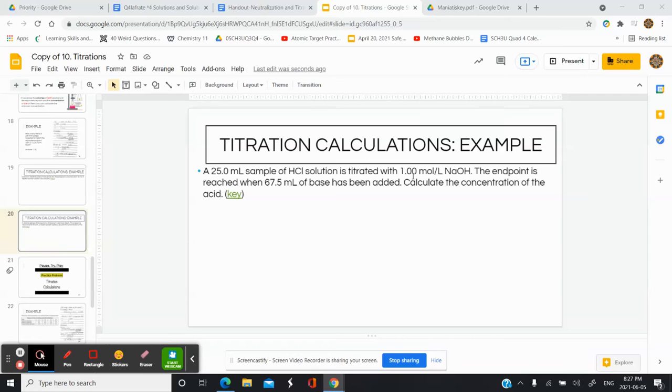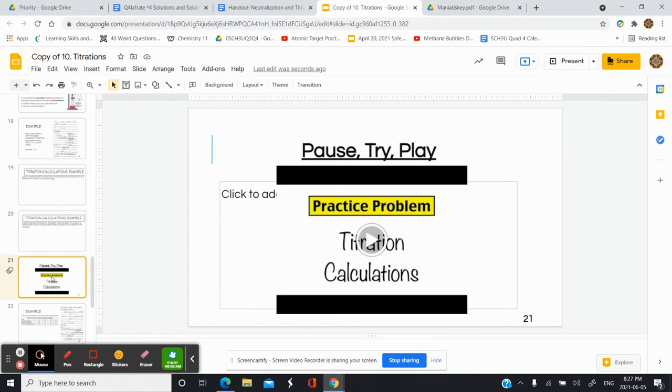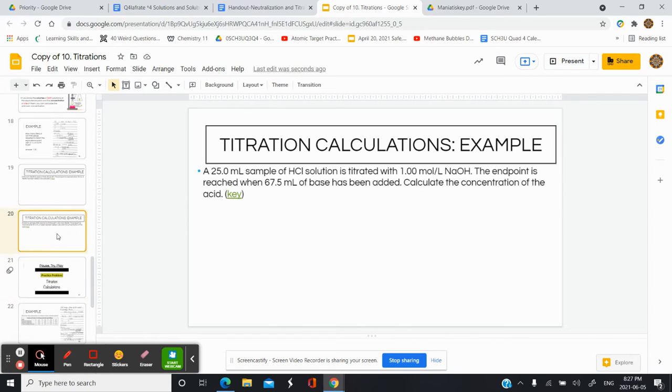In this video, we're going to do another titration calculation example, similar to the one we did in the previous video. After you're done this example here, you can try the pause, try, play activity, where you essentially start the video, look at the question, pause it, try it yourself, play it, see if you're on the right track. There's a bunch more practice problems you can try here for titrations. So let's go ahead and try this problem out here from our handout.